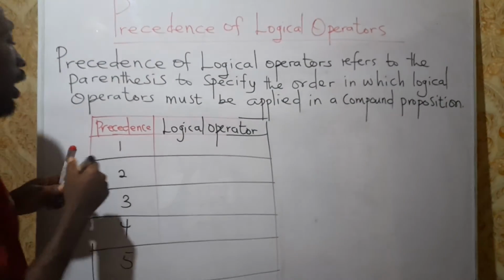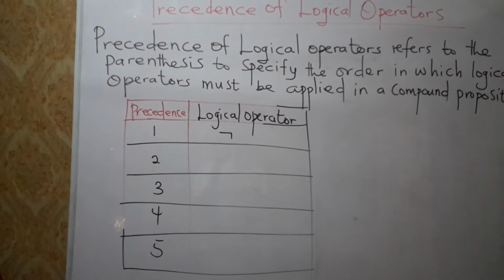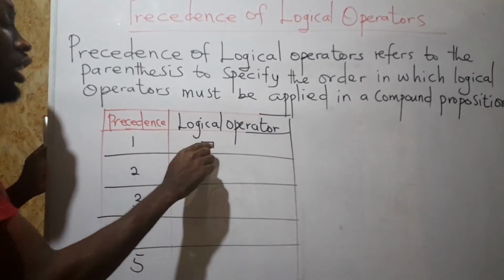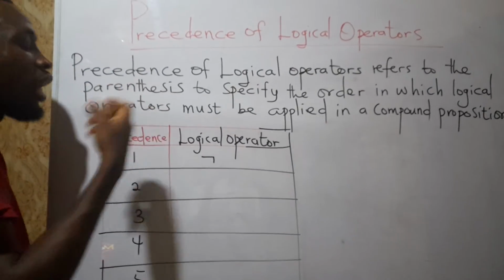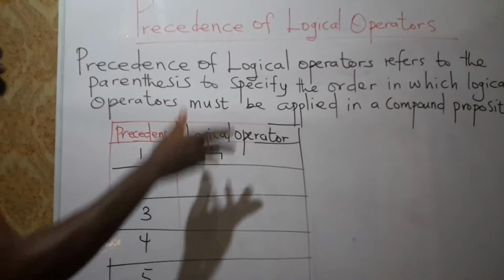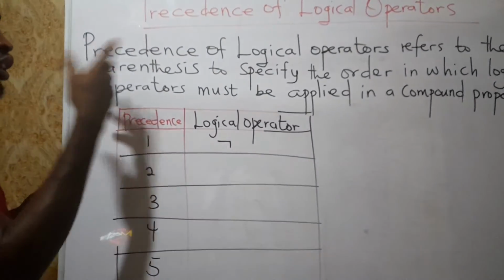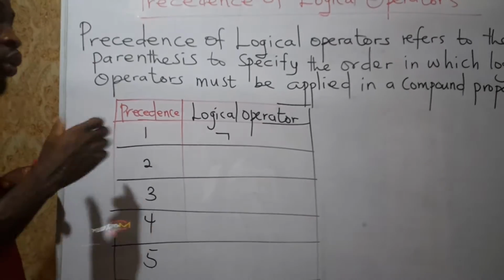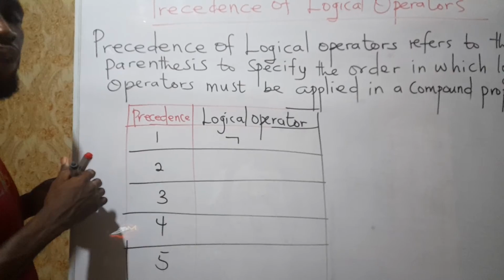So the first that must come is the negation. Very, very important. We give precedence, we give more value to the negation before any other. We deal with the negation first before any other logical operator. When I was doing the compound statements, I was drawing the truth values for them. I will check whether there is a negation. I deal with that negation before I go to any other operator.